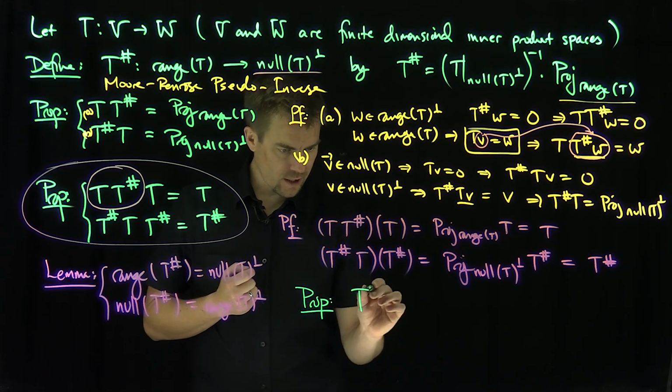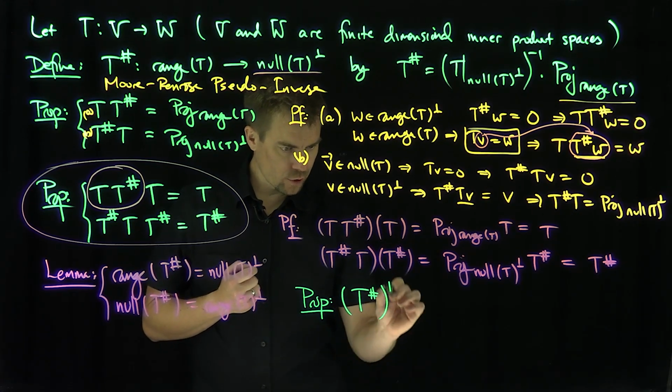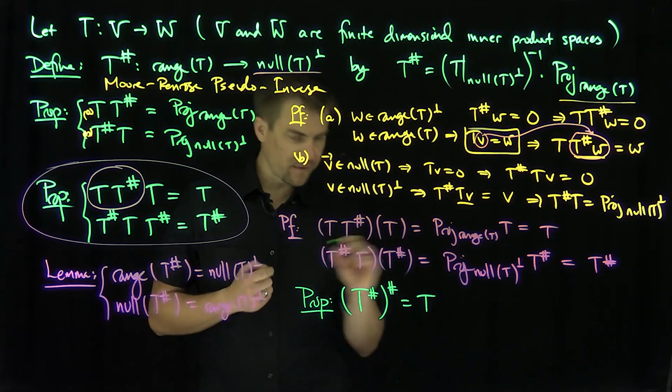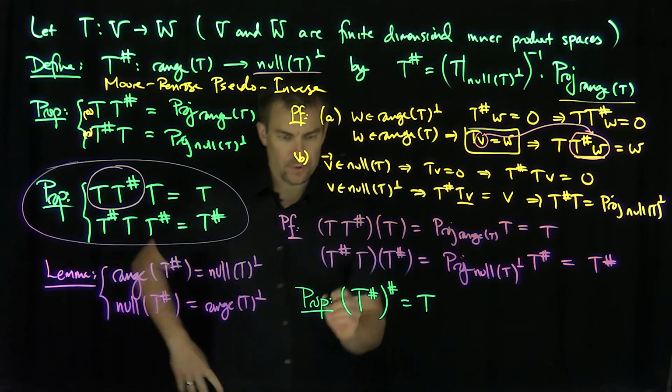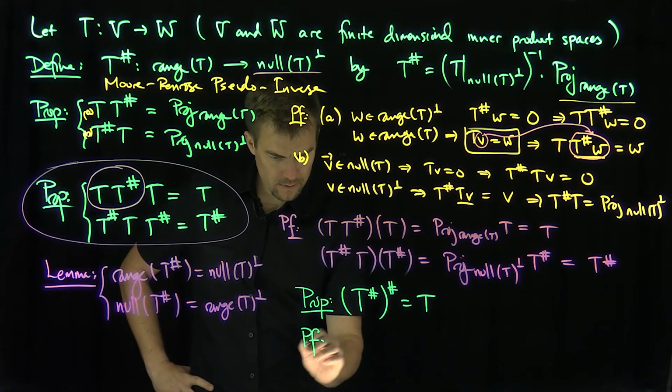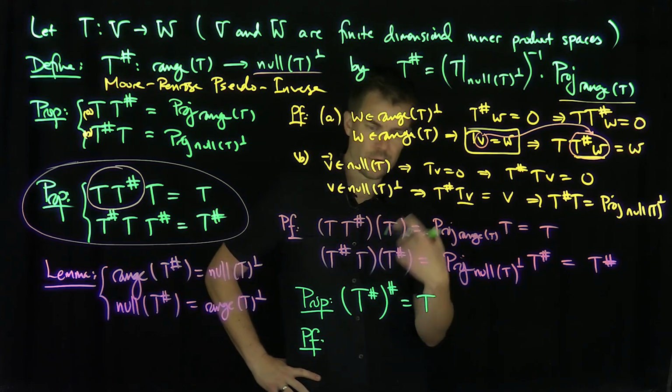Is that T sharp sharp just equal to T, right? So let's write this out and figure out why this is true. So the proof is as follows. Okay. Of course, we can do this sort of in phases.